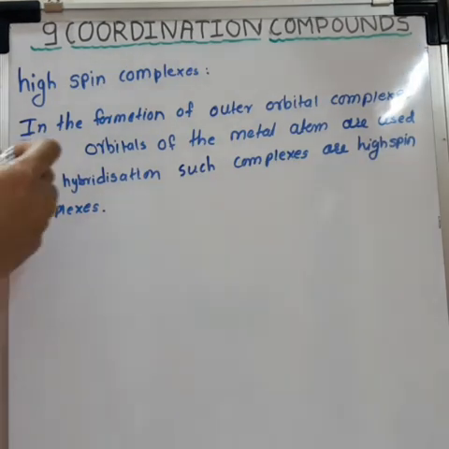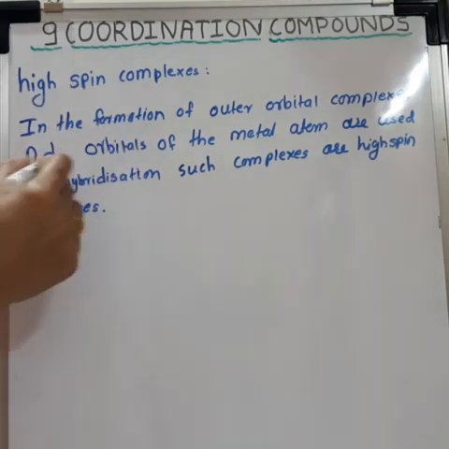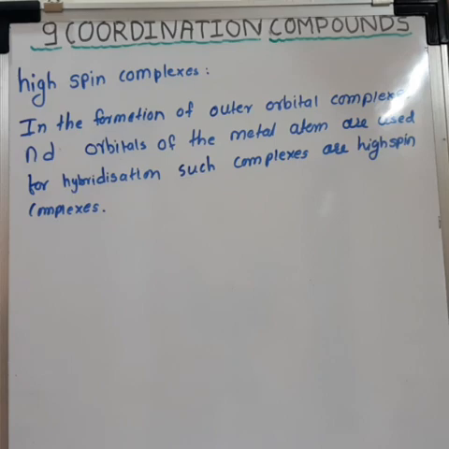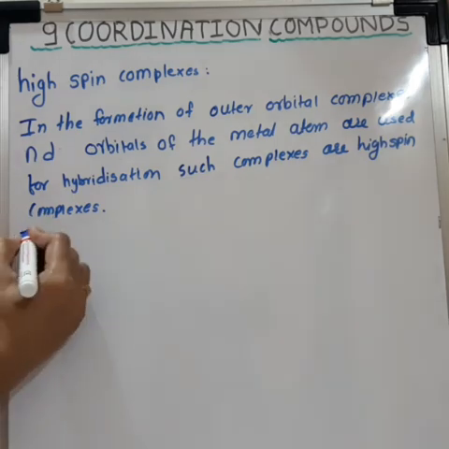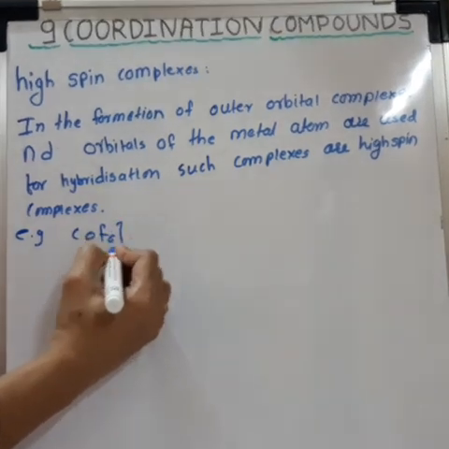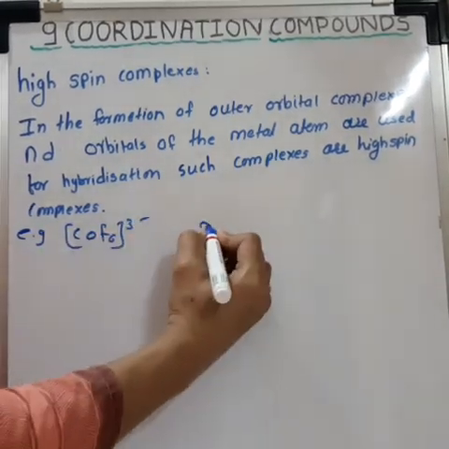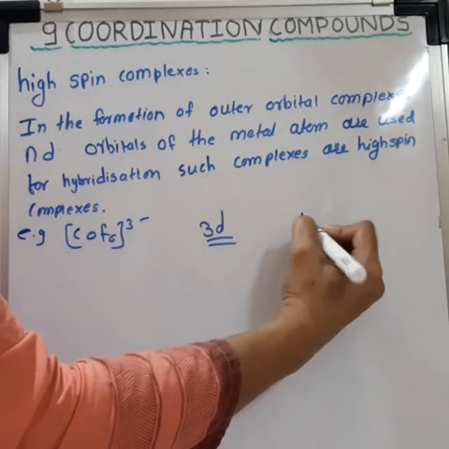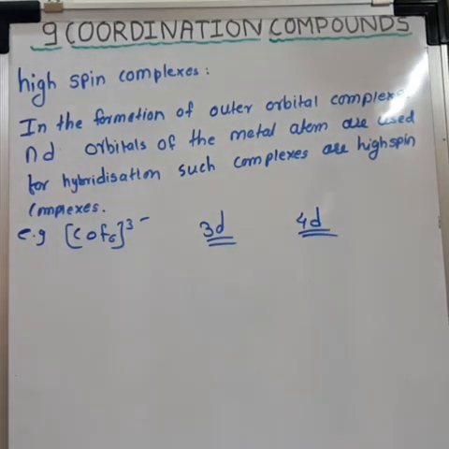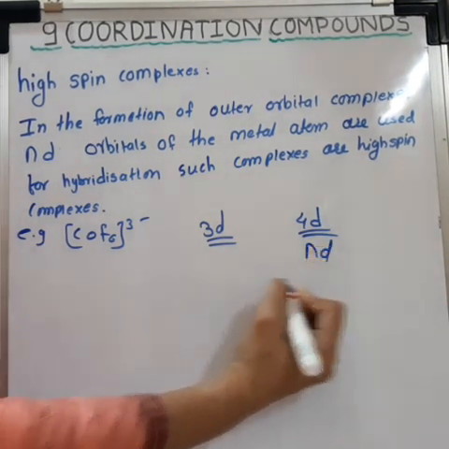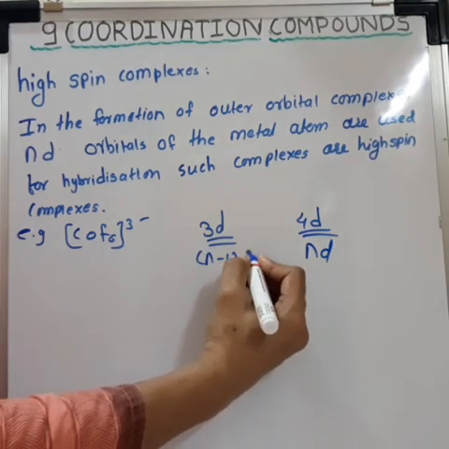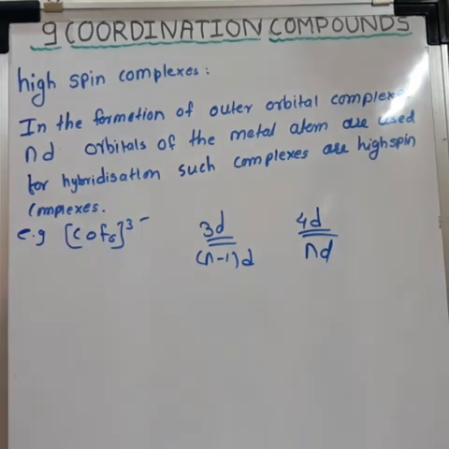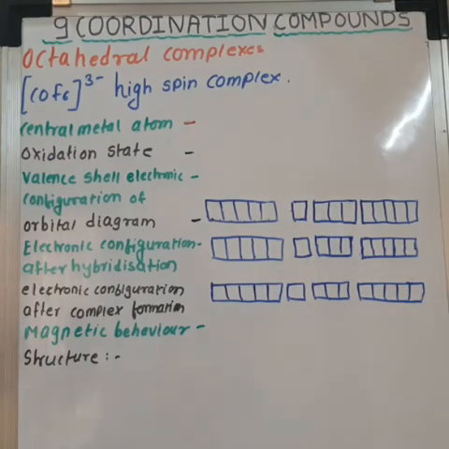High spin complexes. In the formation of outer orbital complexes, nd orbitals of the metal atom are used for hybridization. Such complexes are high spin complexes. For example, [CoF6]3-. In this complex, 3d orbitals, which are inner orbitals, are not used for hybridization, but 4d orbitals are used for hybridization, which are nd, and 3d are called (n-1)d. So these complexes, which are high spin, are also called outer orbital complexes because outer orbitals are used for hybridization. High spin octahedral complexes.